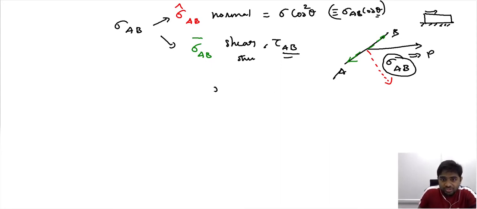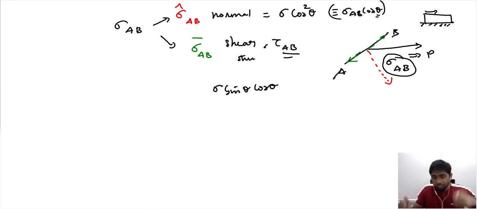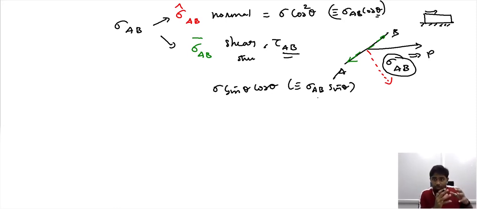In the same way, the shear stress is sigma sin theta cos theta, where sigma is the stress experienced by a plane perpendicular to the loading direction, or it is equivalent to sigma AB sin theta, that is, a portion of the stress acting along the loading direction on the region of interest. So you have a region of interest, a stress is acting on it along the loading direction, but a portion of it is acting on the surface, and that portion is quantified in this manner.